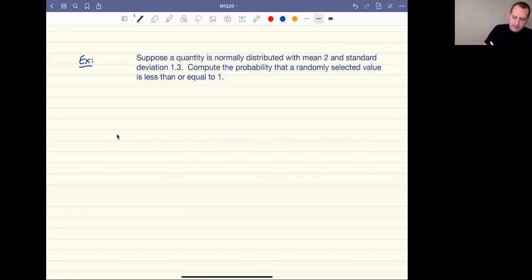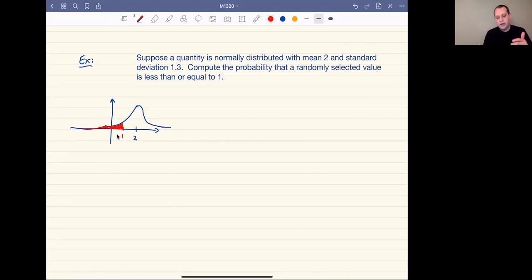Just to get an intuition, and I'm not going to do this beyond this example, we have a mean of 2 and a standard deviation of 1.3. That means it's going to be a little bit more spread out. Again, my drawings can't be that accurate, but here we have a mean of 2 and a standard deviation of a little more than 1. And I want to compute the probability that a randomly selected value is less than or equal to 1. So here's our cutoff, 1, and we want to compute the area from negative infinity to 1. In other words, the area under the curve here, going all the way to negative infinity. Okay, so we want to compute that red area there.